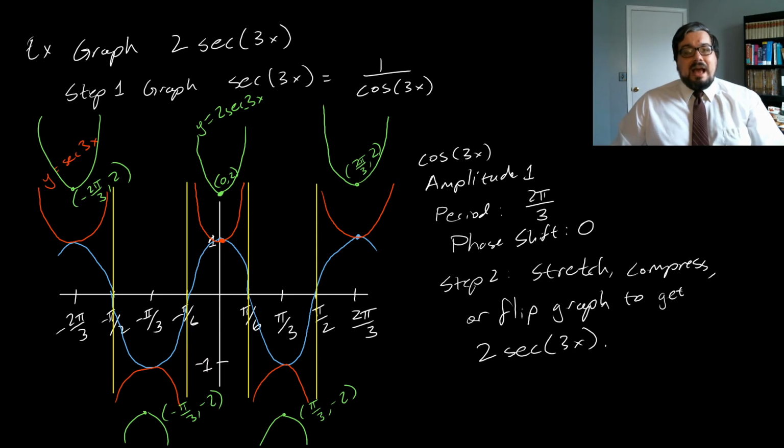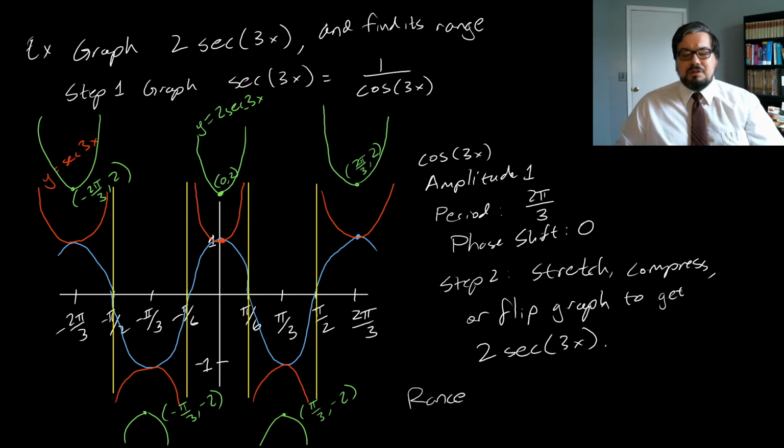One thing that graphing out these trigonometric functions is really helpful for is determining the range of these functions, which is not always easy to see without graphing things out. So for example, this problem might have asked not only for you to graph this, but to find its range. So the first step is to graph it out the way that we have done. And then for the range, we want to look at all of the y values that are hit by some point on the graph of 2 secant 3x.